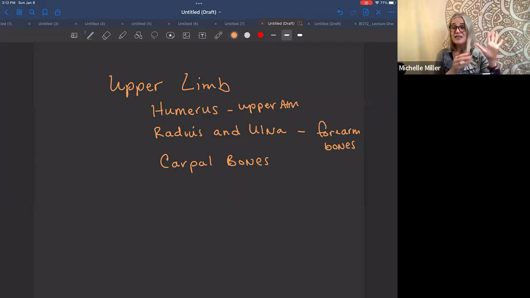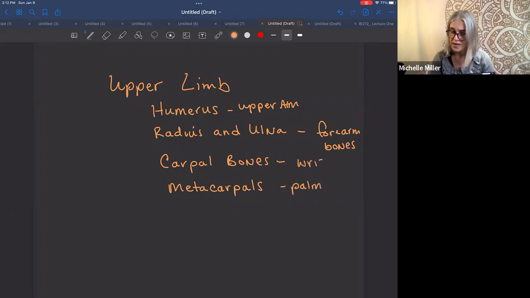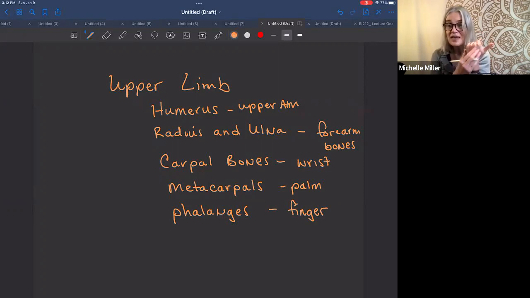Then we have the bones that make up the palm of the hand, which are called the metacarpals. So that would be the palm, and the carpal bones would be the wrist, and then the phalanges, which are the finger bones. Your first set of knuckles are actually the metacarpals articulating with the phalanges. That would be your mid-knuckle bones right there.